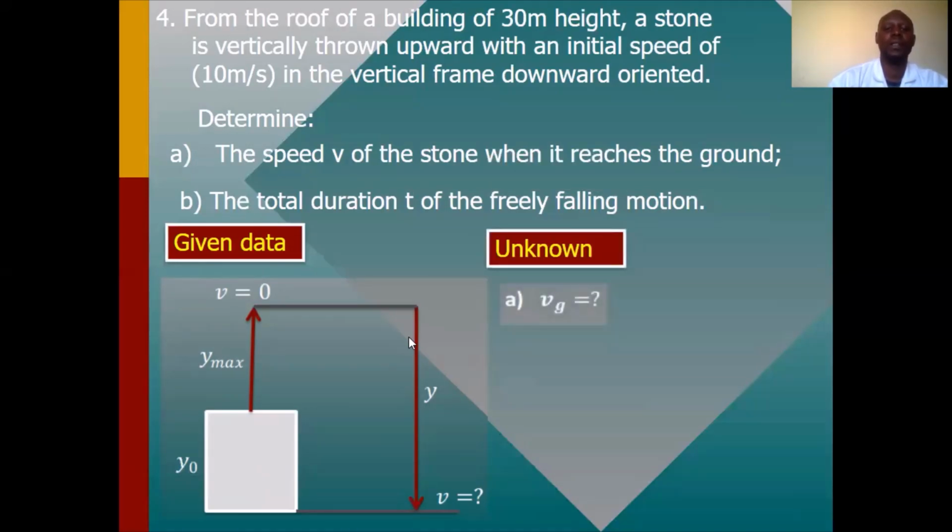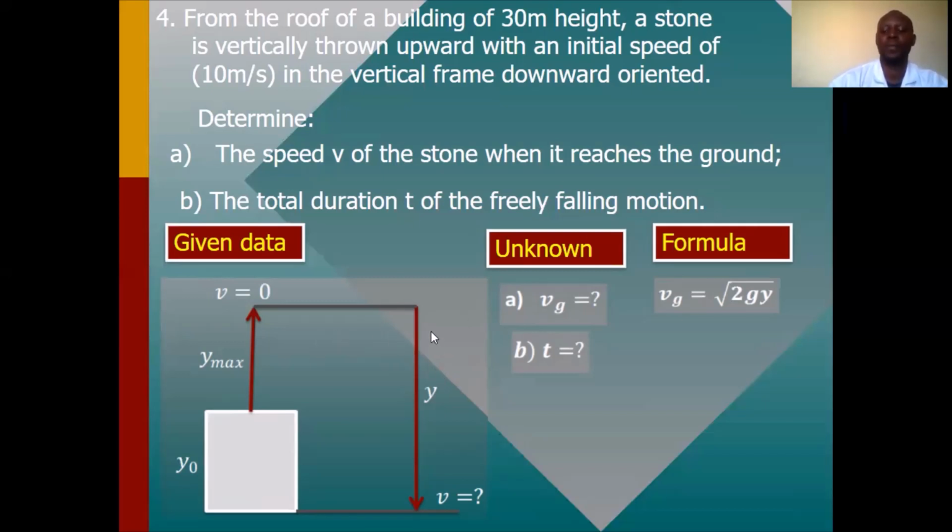We are asked to find the speed of the projectile on the ground and the total time used by the projectile from the building up to the ground. The formula to be used for the speed is the square root of 2gy. The speed to reach the ground depends on the total distance moved by the projectile, y.